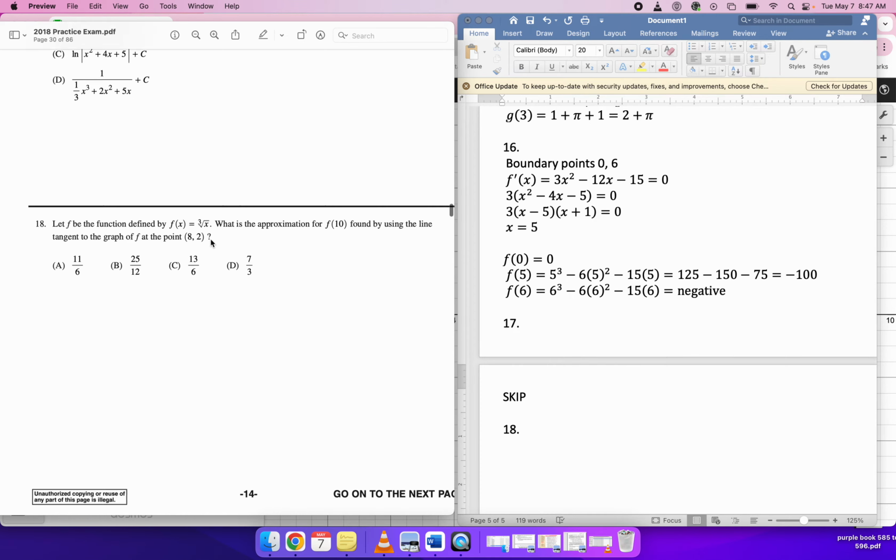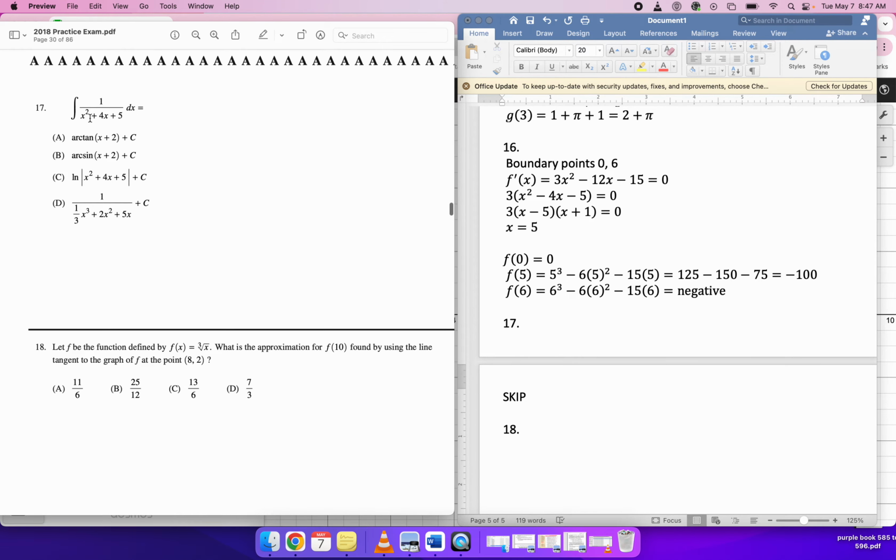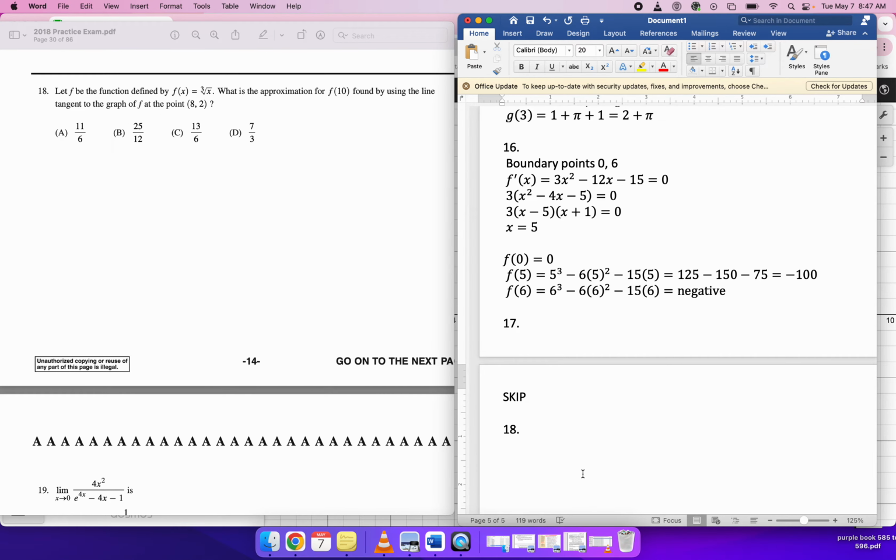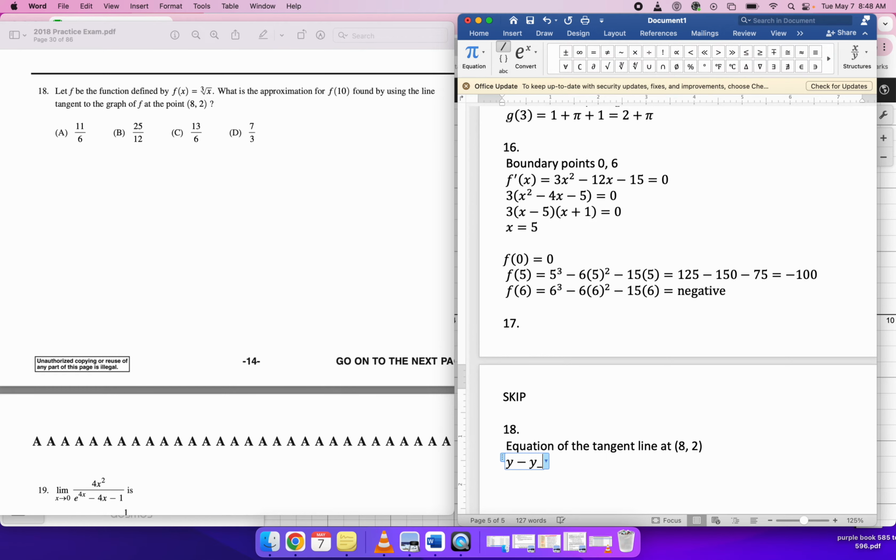If you want to know how to do it, I think you have to complete the square, and then it's an arctangent thing, but whatever. Anyway, number 18. Let f be the function defined by the given formula. What is the approximation for f of 10 found by using a line tangent to the graph? So that means you want the equation of the tangent line at 8, 2. So start by writing down point-slope form.